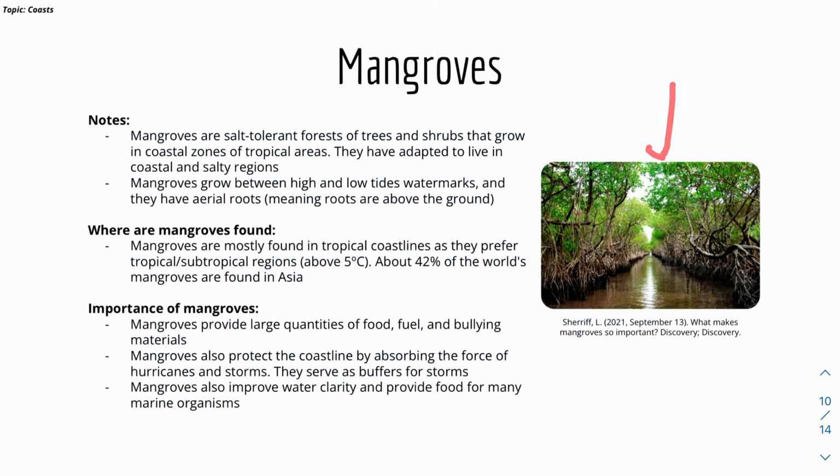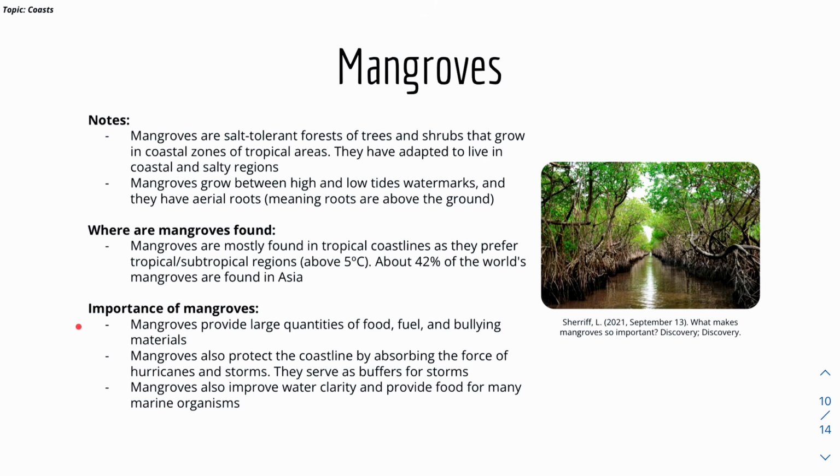As you can see, the roots are aerial, which means that they're above the ground, which provides them more stability because they live near coast area where there are waves. So these mangroves need to be very stable on the ground. And mangroves are mostly found in tropical coastline, as they prefer tropical or subtropical regions above 5 degrees Celsius. And here's a quick statistic to note that about 42% of the world's mangroves are found in Asia, where it's mostly tropical or subtropical regions.